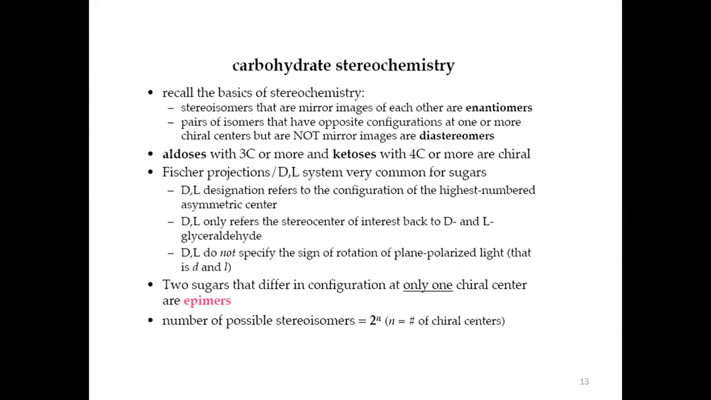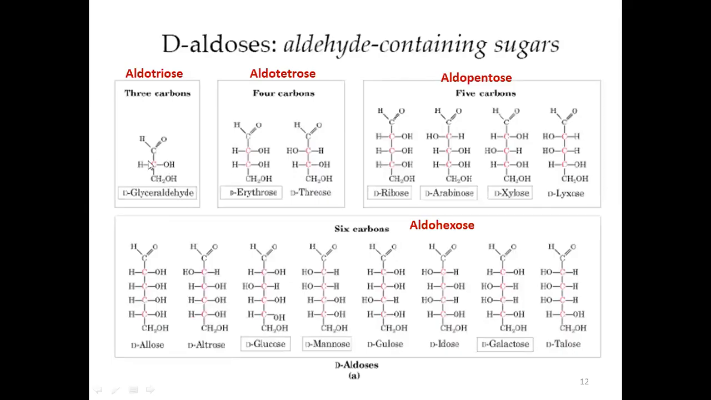So two sugars that differ in configuration at only one chiral center, we call them epimers. So for the number of stereoisomers, remember you have 2 to the n, where n is the number of chiral centers. For example, if you have one chiral center, this one cannot be a chiral center, this one cannot be a chiral center. So there's one chiral center.